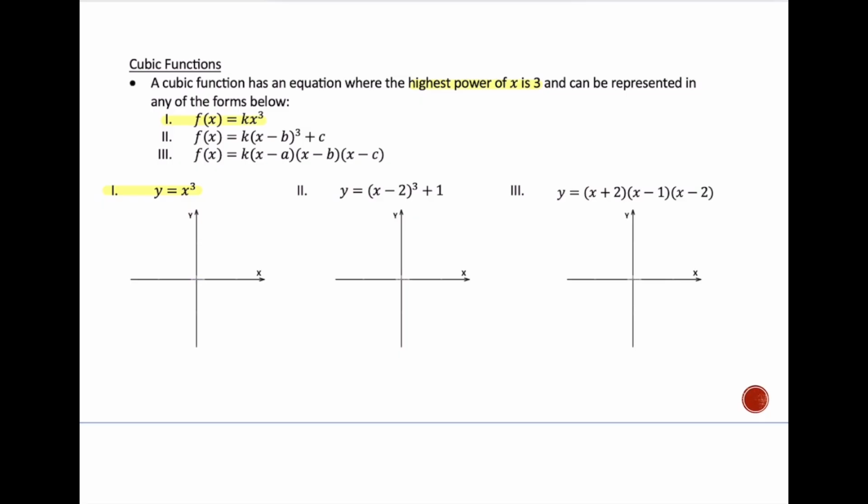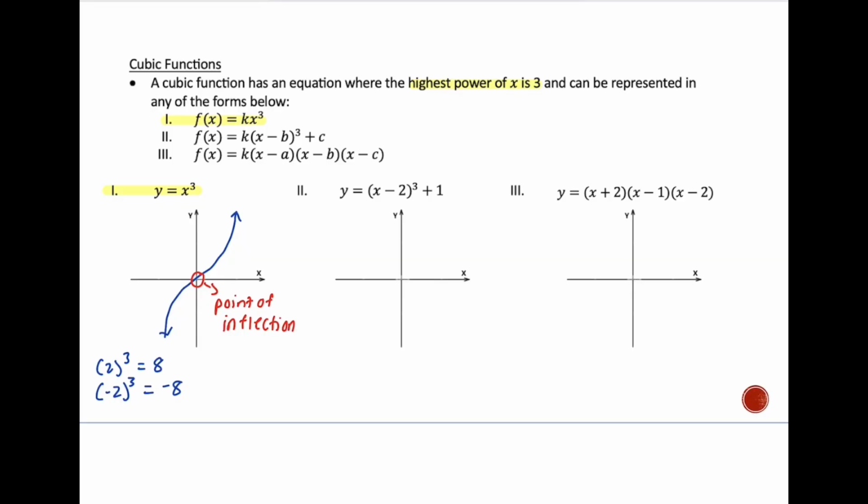With a cubic function, notice that when I cube a positive number, I get a positive output, but when I cube a negative number, I get a negative output, which means that my graph can go above and below the x-axis. So it looks like this S shape, and it goes through the origin like so. This part at the origin is what we call the point of inflection.